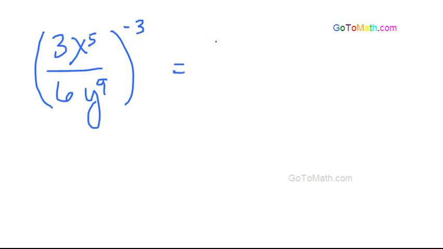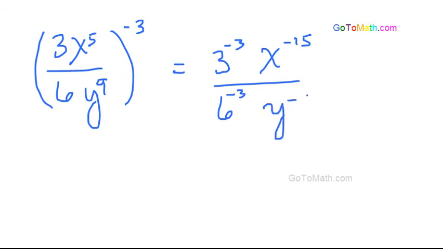So we go through and we got 3 to the -3. X, remember we multiply our exponents, so that's -15. And y to the -27th. Well, this can actually be reduced before we even do anything. 3 goes into 6 two times, so we're going to do that: 2y to the 9th.